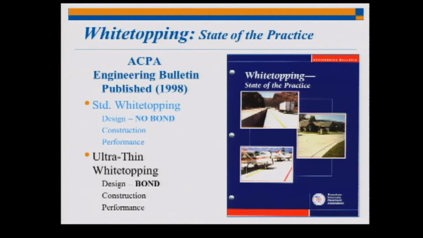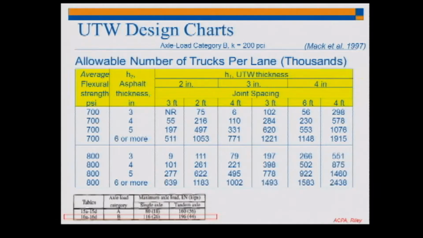Now, the ACPA had put out a design bulletin. They're the ones that really pushed this technology about 15 years ago, and they have their own design method. They call it white topping, which covers thicker and thinner slabs. And again, it's still probably the best manual on how to design these. They have a bunch of tables like this inside that design manual with the idea I've just shared.